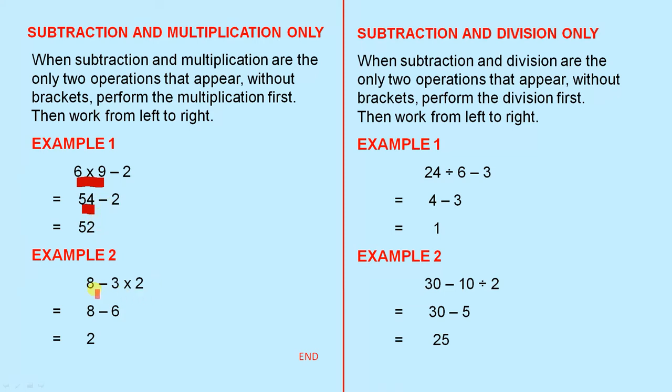Example 2, 8 minus 3 times 2. 3 twos gives you 6. 8 minus 6 gives you 2.